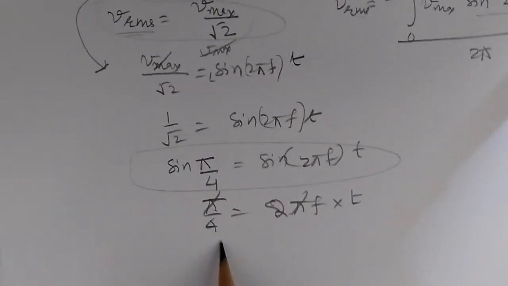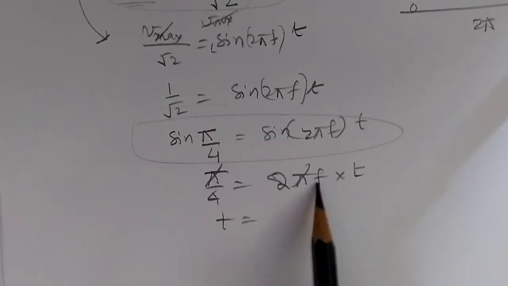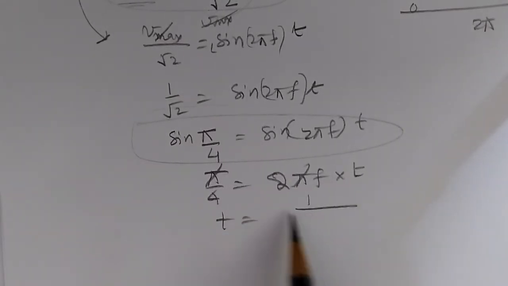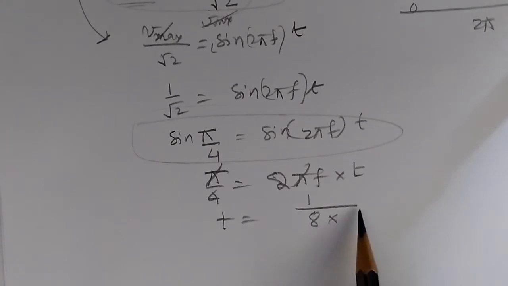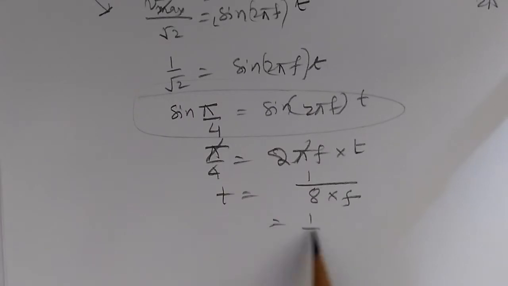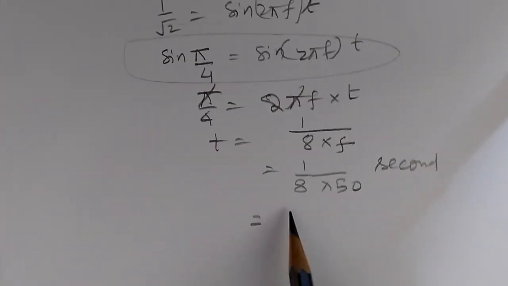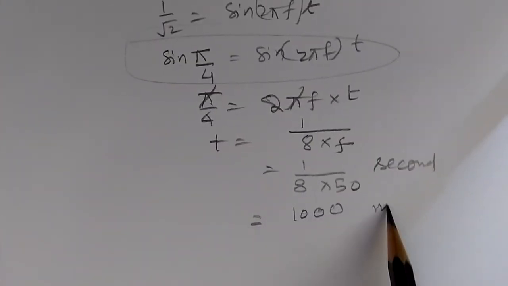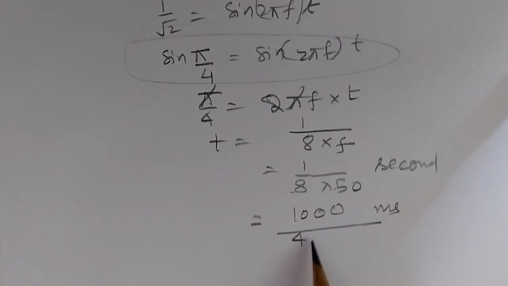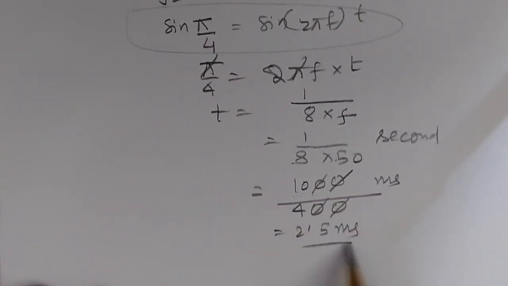Pi cancels. So t is equal to, if you take 2f to the other side, it will become 1 upon 8 into f. Now f is given as 50 Hz, so 1 by 8 into 50. This is in seconds, and if you want, we can convert it into milliseconds as 1000 milliseconds divided by 8 into 50, which is 400. So this is 2.5 milliseconds.